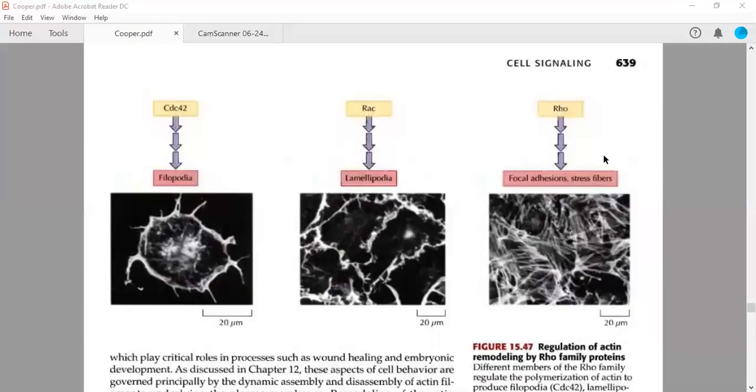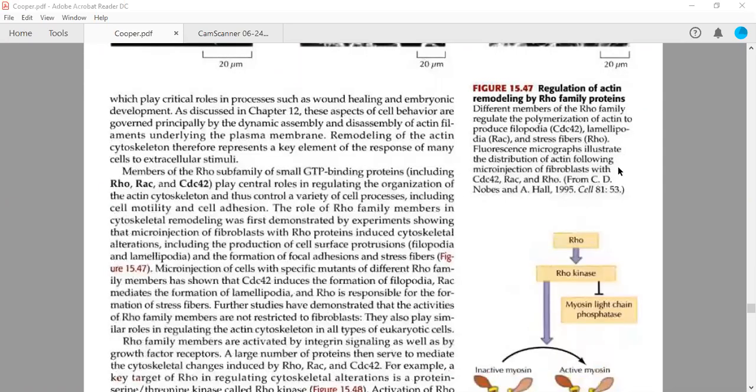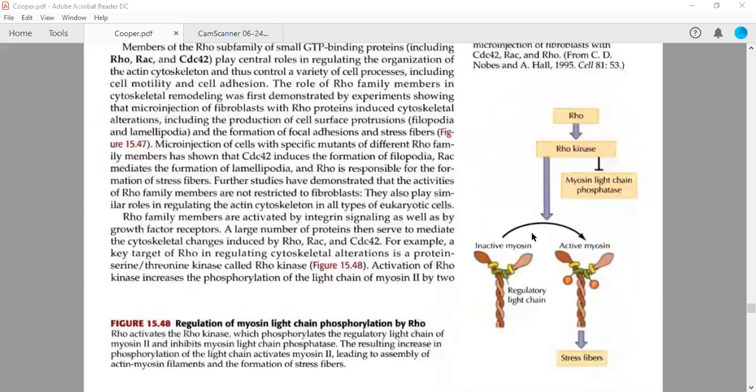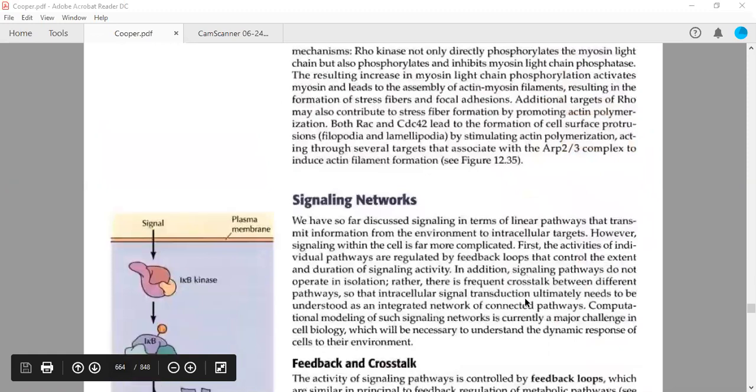Then we started the regulation of the actin cytoskeleton, and cell movements are under the control of actin. These actin filaments also involve Rho, RAC, and CDC42, which are respectively involved in the formation of stress fibers and focal adhesions, lamellipodia, and filopodia inside your cells. This Rho is under the control of Rho kinase, and this Rho kinase is responsible for phosphorylating the regulatory subunit of myosin 2.